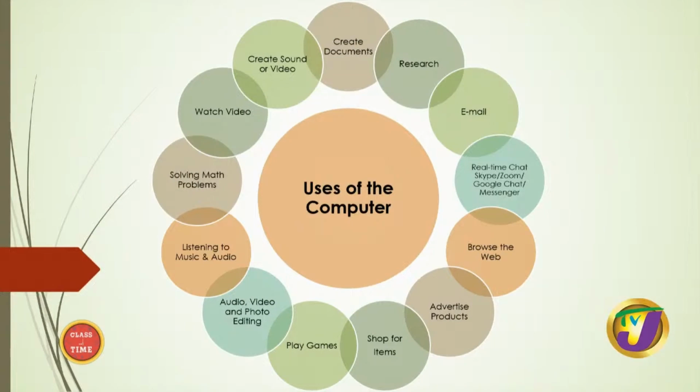Now, we can play games from the internet, or we can download games onto our system so that we can have it to use at our own disposal. We may also shop for items such as audio and video, and we can do photo editing online if we so desire. Listen to music and also solve mathematical problems. So the computer is able to do many things. We can also watch video on the computer and create sounds.